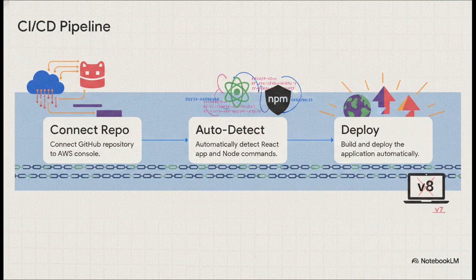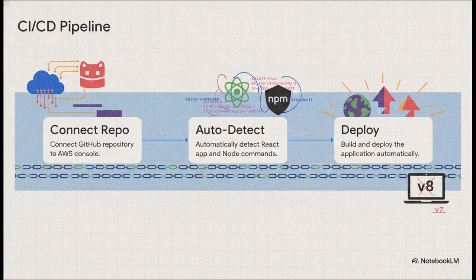And this brilliantly illustrates the true power of a frictionless CI/CD pipeline. Continuous integration and continuous deployment. The process is just incredibly streamlined. First, you just connect your GitHub repository directly to the AWS console. Second, Amplify automatically detects that, hey, you're running a React application, and it knows exactly how to build it using standard Node Package Manager commands. And third, boom, it builds and deploys the app automatically.